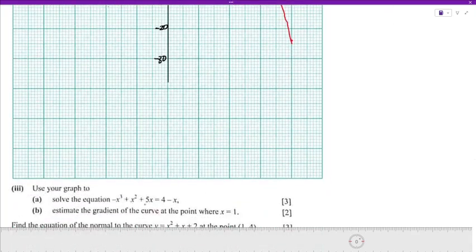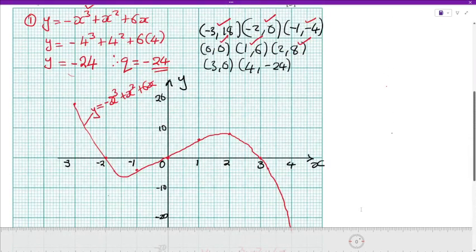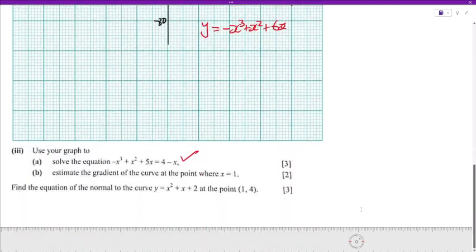Use your graph to solve the equation. So I have this one here. Remember we said the first thing is write down the original equation for the graph. Excuse me, which is negative x cubed plus x squared plus 6x. This is our equation for the graph. Then you write the one you're trying to solve, which is negative x cubed plus x squared plus 5x is equal to 4 minus x.